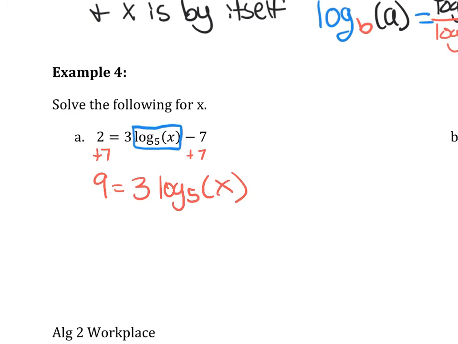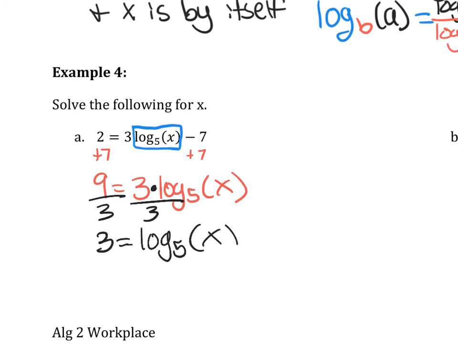Is my log by itself now? No. So what should I do? I got to get the log by itself first. How do I get the log by itself? Divide by 3, because this is multiplication. So you have 3 equals log base 5 of x.